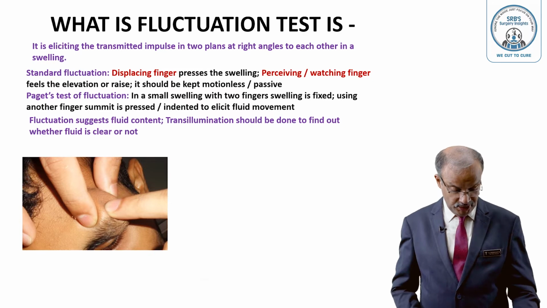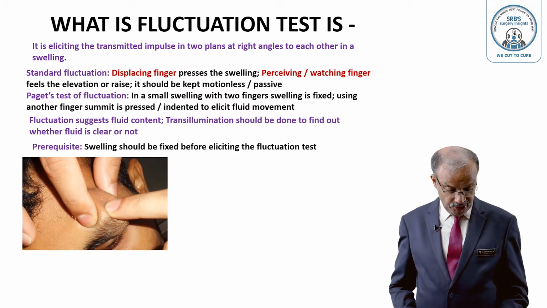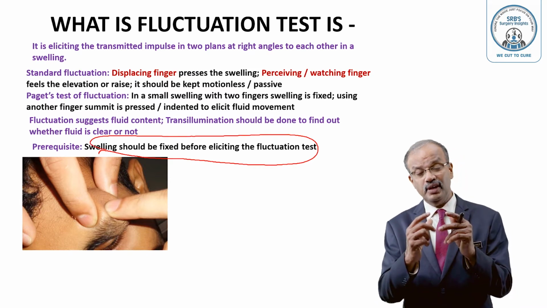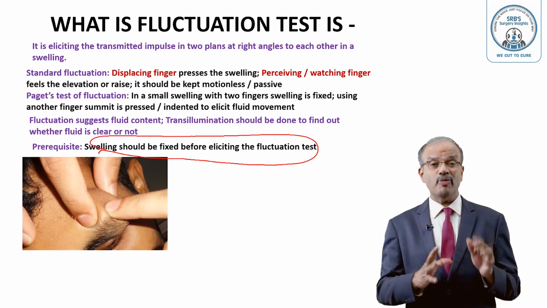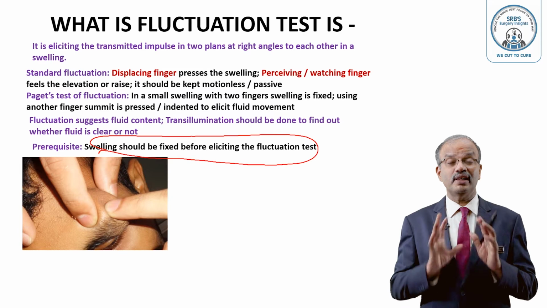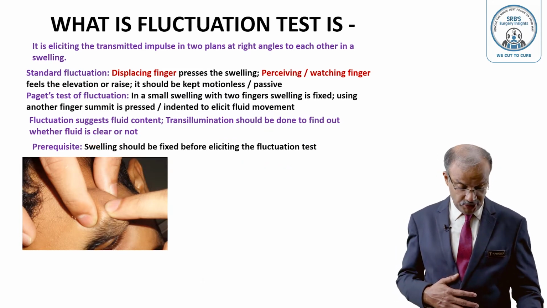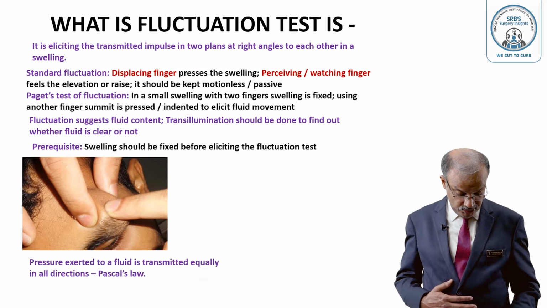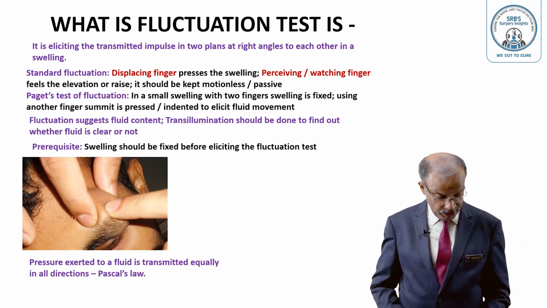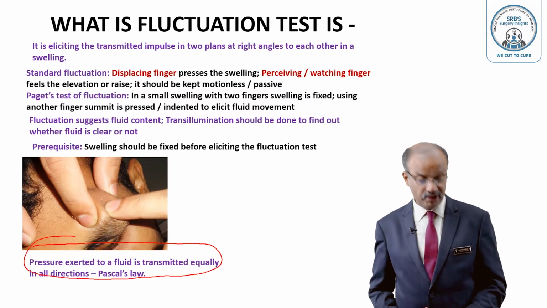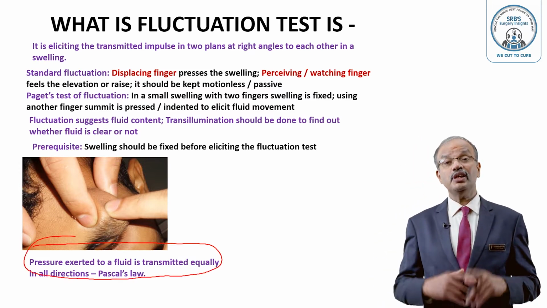Remember, that's an important thing: the prerequisite is that the swelling should be fixed before eliciting fluctuation. If you don't fix the swelling, you can't do it. That's why in an abdominal mass you can't elicit fluctuation. You can't fix it, so in an abdominal mass, don't say it is fluctuant. The pressure exerted on a fluid is transmitted equally in all directions. That's Pascal's law. So the law used in the fluctuation test is Pascal's law.